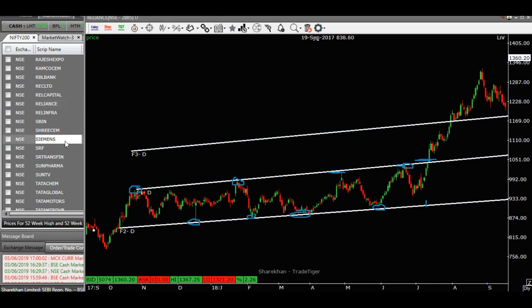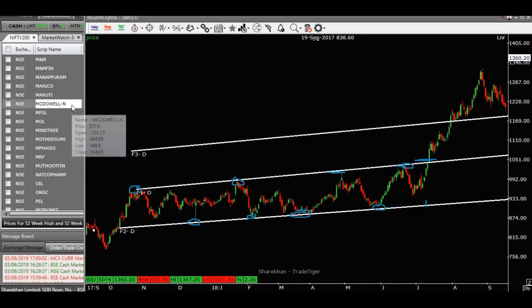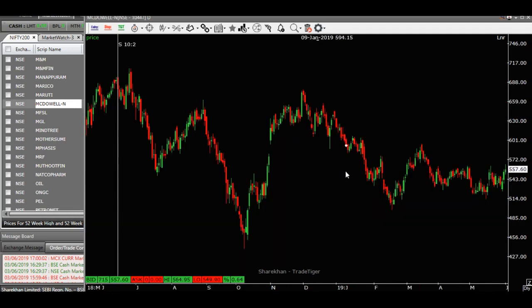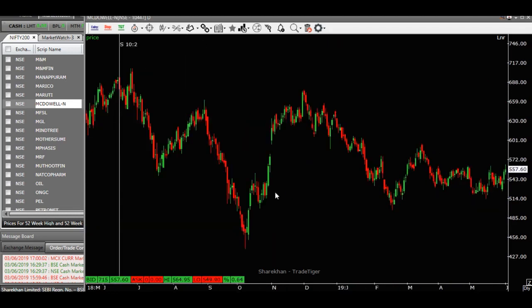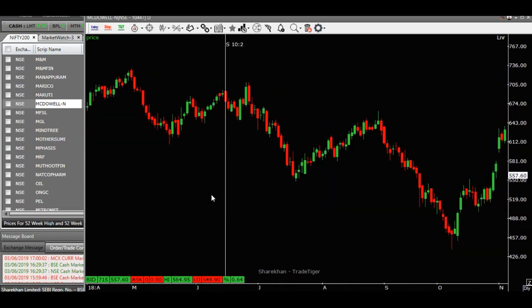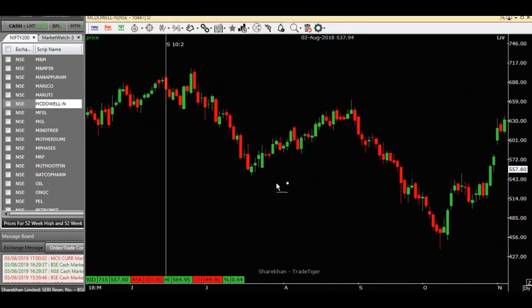So I hope this is starting to make some sense now, right? How we can trade the internal channel and we can trade the breakout. Let's look at one last example here.